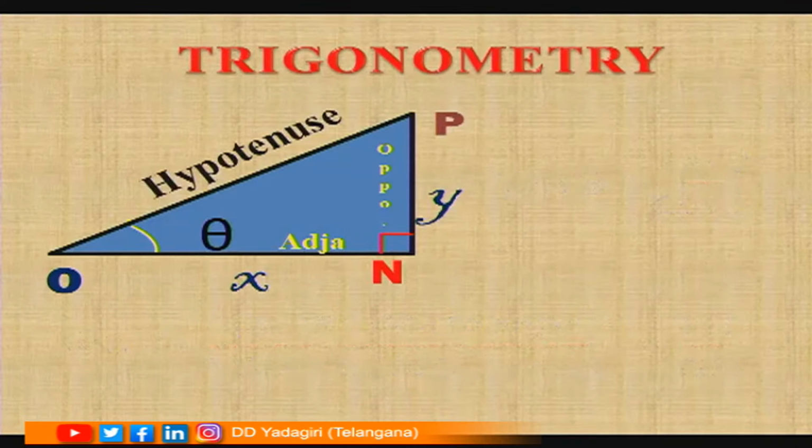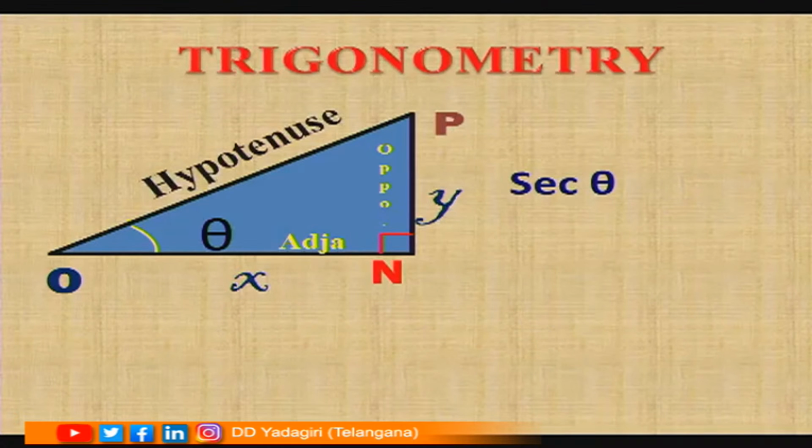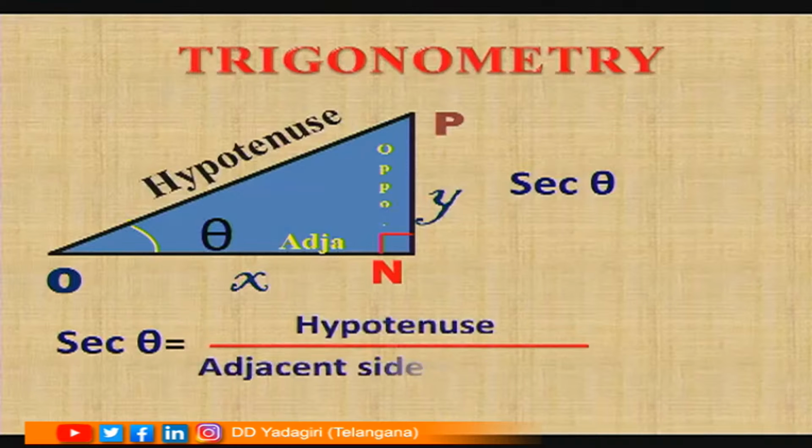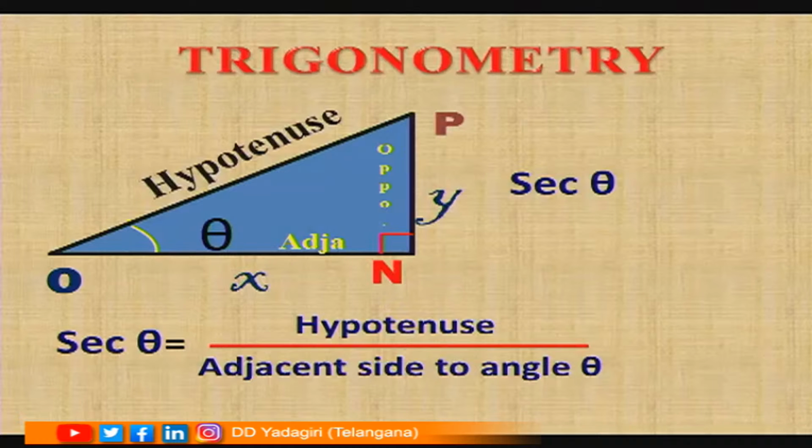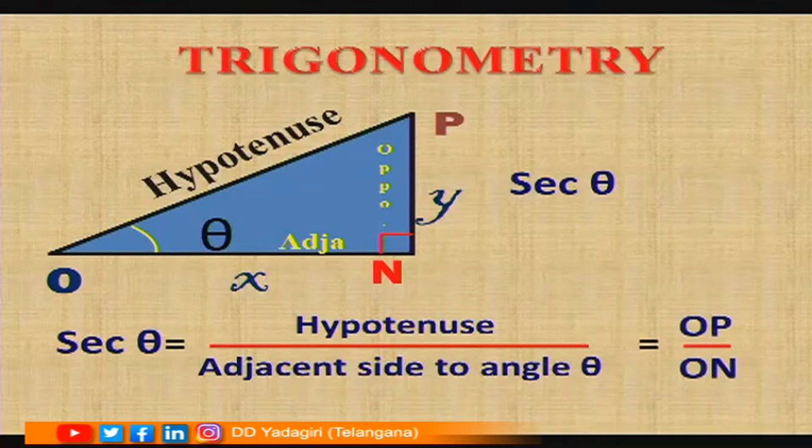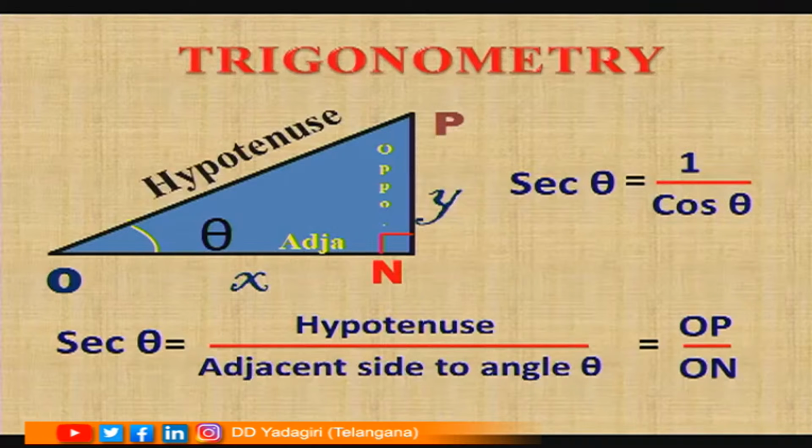So, now we are going to see about sec theta, where sec theta is equal to hypotenuse by the adjacent side to angle theta, that means it is OP by ON. So, it is almost the reciprocal of cos theta, is it right? So, shall we see here? Sec theta can even be known as 1 by cos theta.